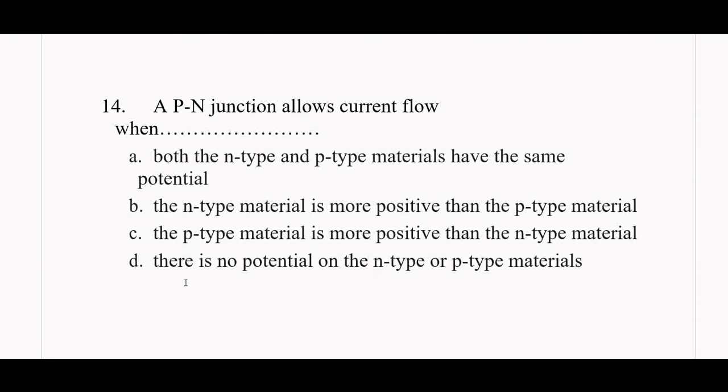Now moving on to question number 14, that is a PN junction allows current flow when dash. A. Both the N-type and P-type materials have the same potential. B. The N-type material is more positive than the P-type material. C. The P-type material is more positive than the N-type material. Or D. There is no potential on the N-type or P-type materials. So the answer is B, that is the N-type material is more positive than the P-type material.